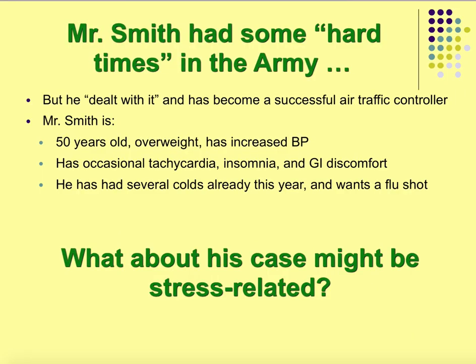So we have Mr. Smith, who had some hard times in the Army. He says he dealt with it, and he has become a successful air traffic controller. And if you don't know, air traffic controller is one of the most stressful jobs out there. Mr. Smith is 50 years old. He's overweight. He has increased blood pressure. He has occasional tachycardia, so a high heart rate. He has insomnia. He can't sleep. He has GI discomfort. He's also had several colds already this year, so he wants a flu shot. What about his case might be stress-related?